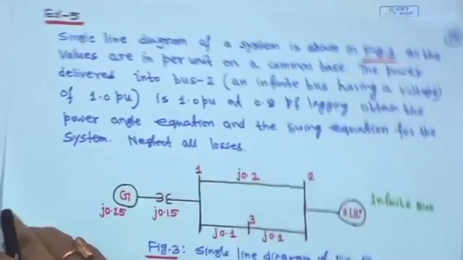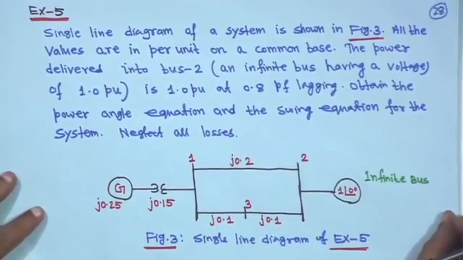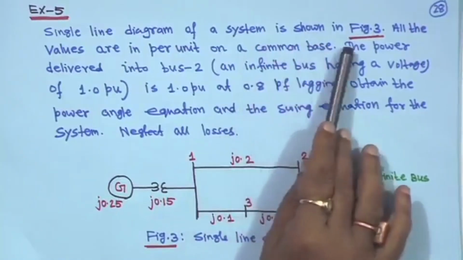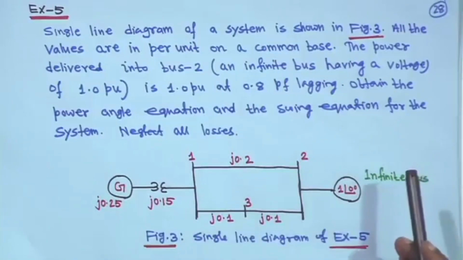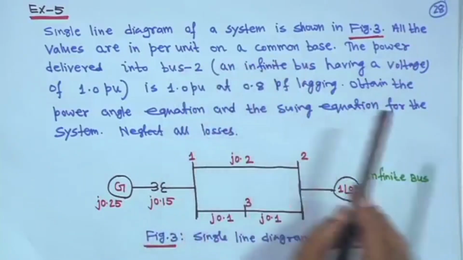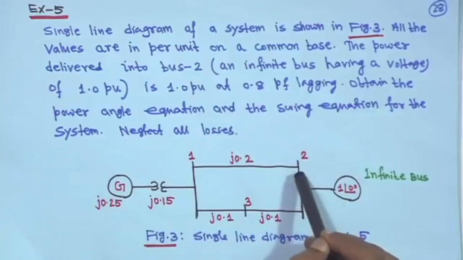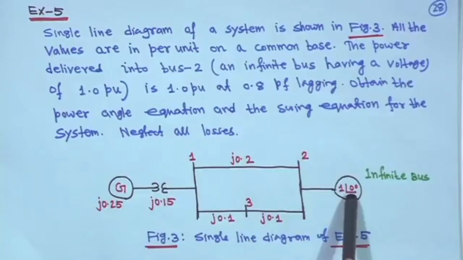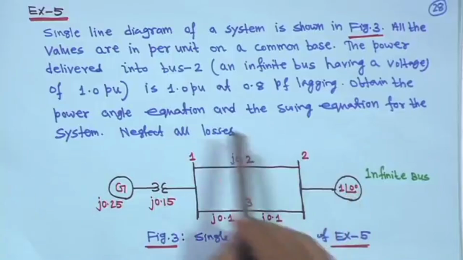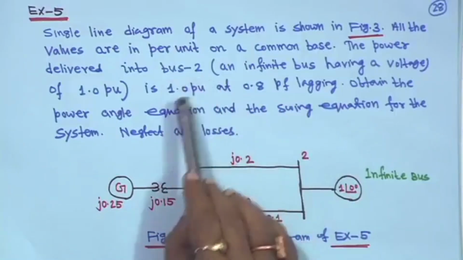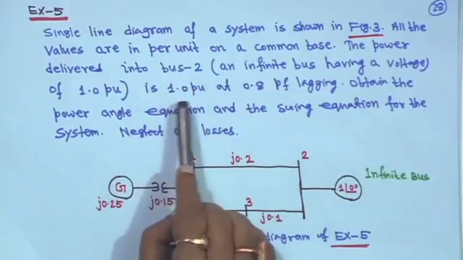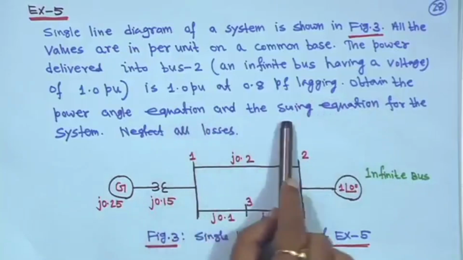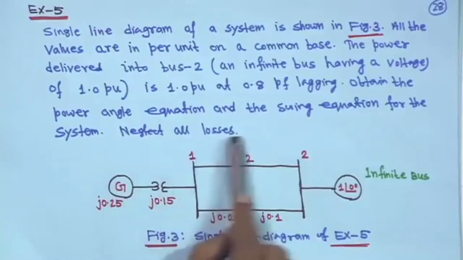Next, you take the single line diagram of this figure, it is given here. Say the single line diagram of a system is shown in figure 3. All the values are in per unit on a common base. The power delivered into bus 2, and infinite bus having a voltage of 1 pu, voltage 1 angle 0 is given, and bus 2 is 1 pu, that is the power delivered into bus 2 is 1 per unit at 0.8 power factor lagging. Obtain the power angle equation and the swing equation for the system, neglect all losses.